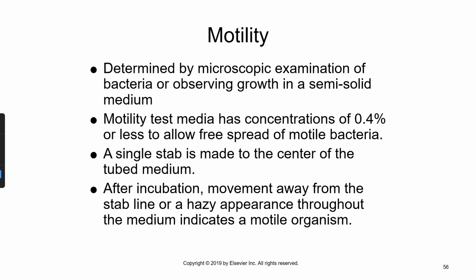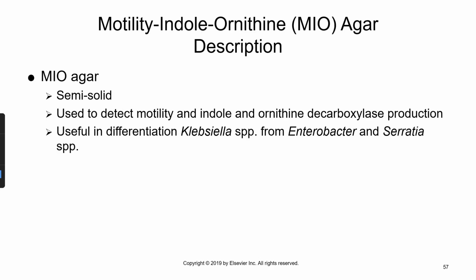But sometimes bacteria don't want to move, or they're not moving at that moment. If you happen to look at them under the microscope when they're not moving, that may be a false negative result. So we have an alternative test, the motility medium. Motility test medium has agar concentrations of 0.4% or less to allow for free spread of motile bacteria. A single stab is made at the center of the tubed medium. After incubation, movement away from the stab line or a hazy appearance throughout the medium indicates a motile organism.